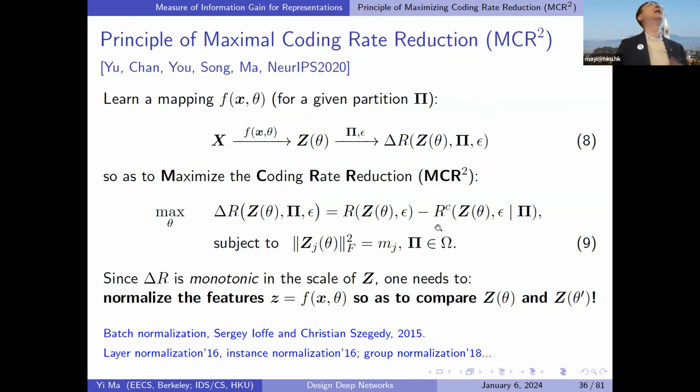Hence, the layer norm. How do you compare two representations? Which one gave you a better measure in terms of rate reduction? You make the data first have the same size, then compare the differences. As simple as that. That's why you need to know layer norm.